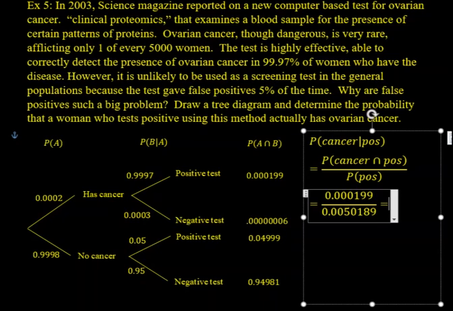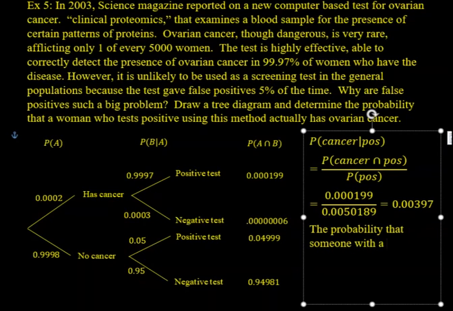And this will equal 0.00397. So, the probability that someone with a positive test actually has cancer is only 0.00397. So this really means we'd expect about 4 people out of every 1,000 positive tests to have ovarian cancer. This test isn't really that accurate as a result, and so we're not going to use it.